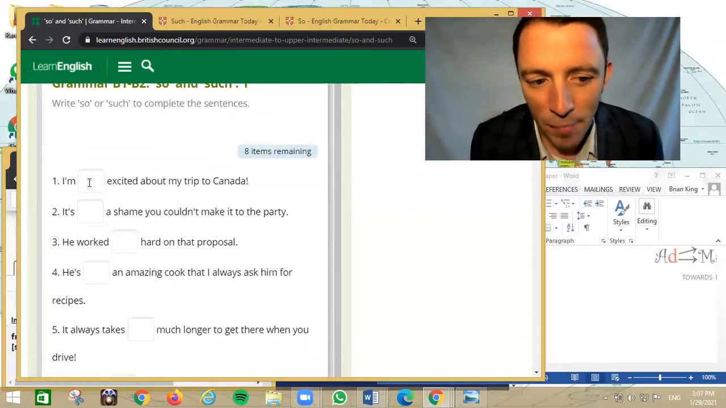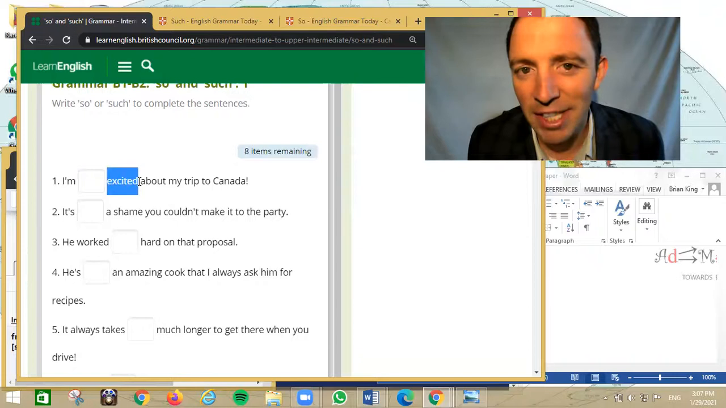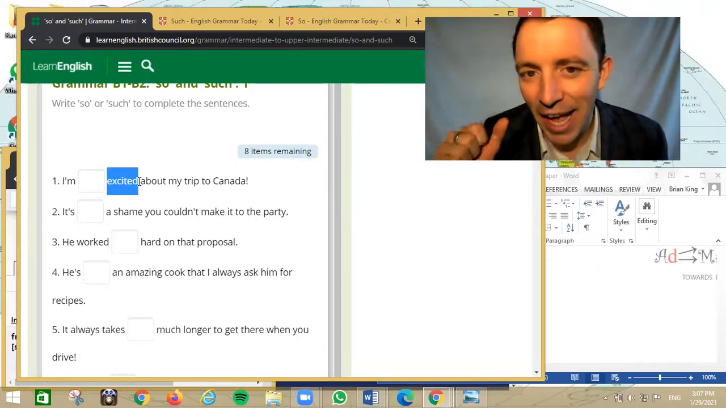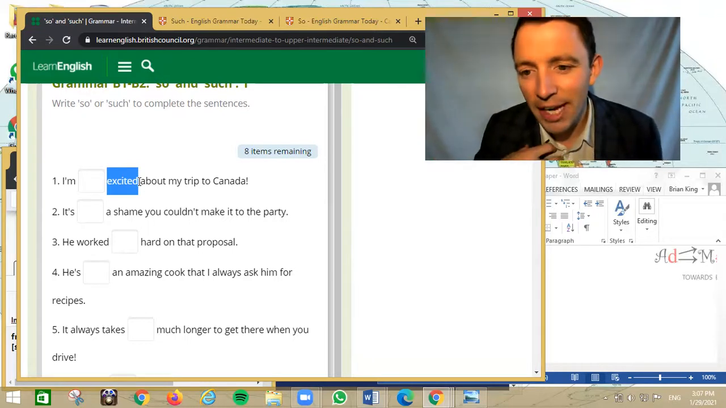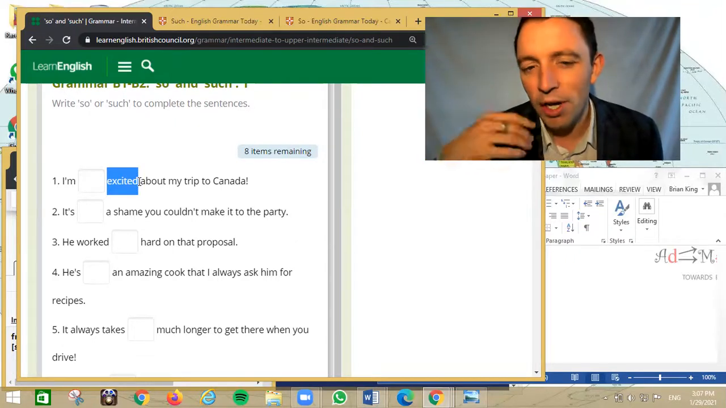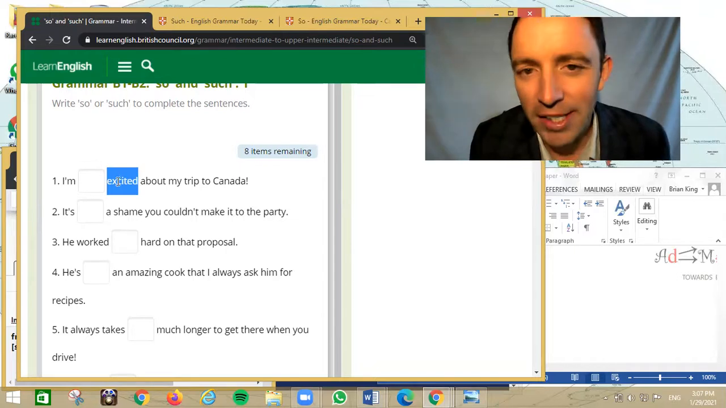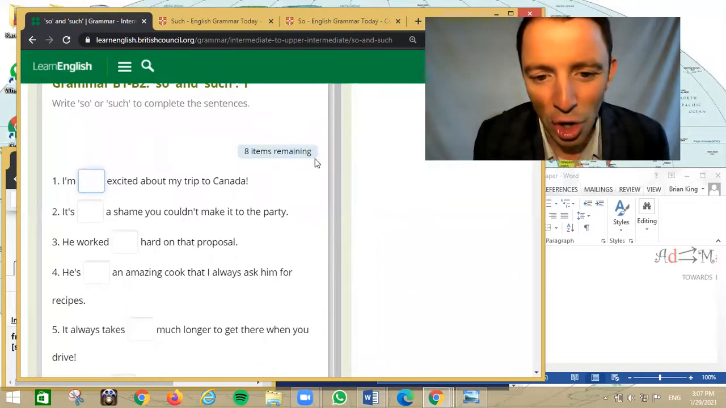"I am so excited about my trip to Canada." "Excited" is an adjective, but you also need to be very clear about the difference between excited and exciting. Your feeling or sensation is excited, but the action or the activity is exciting in this case. Very important difference: bored, boring, interested, interesting, excited, exciting. You need to be very clear. And because it's an adjective, "so" is necessary.